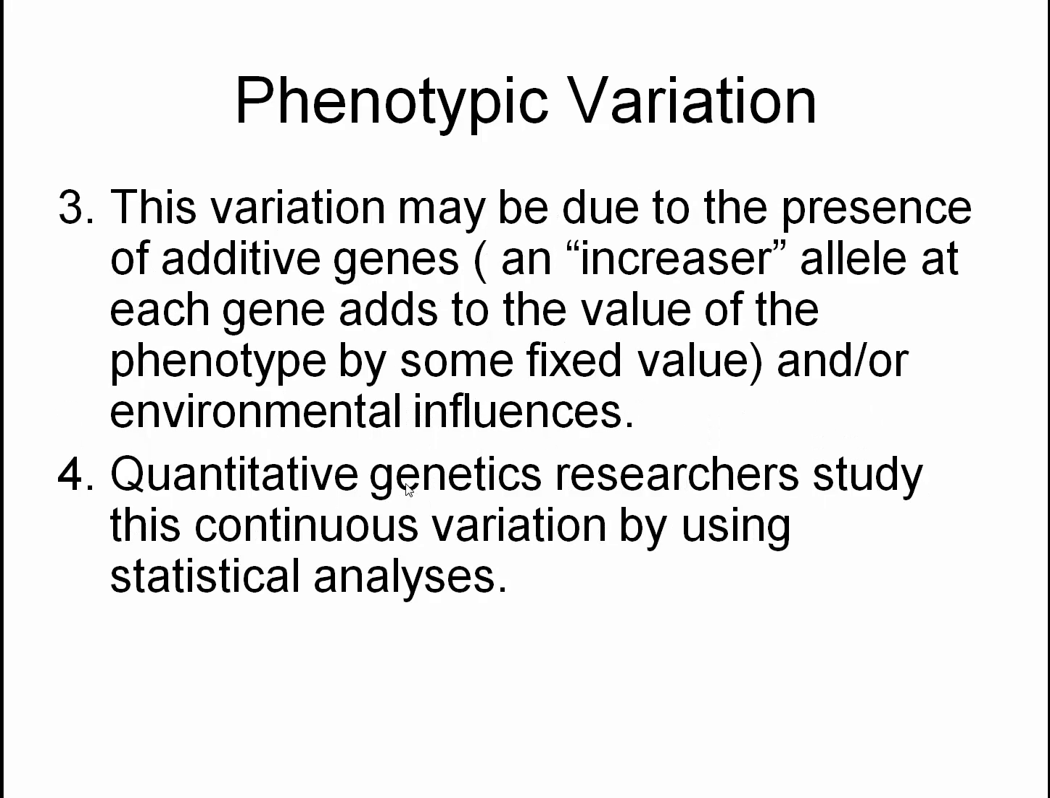So this variation may be due to the presence of what we call additive genes. An additive gene is one in which there's an increaser allele at each gene, which adds to the value of the phenotype by some fixed number. Another possibility is that you see variation due to environmental influences. We're not going to talk so much about that, but it is good to know that such variation does exist.